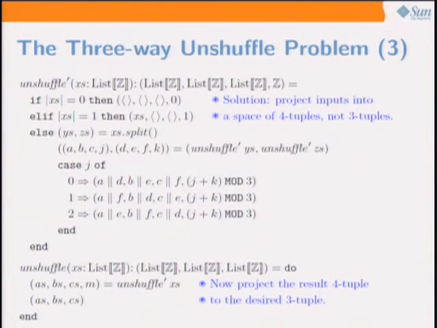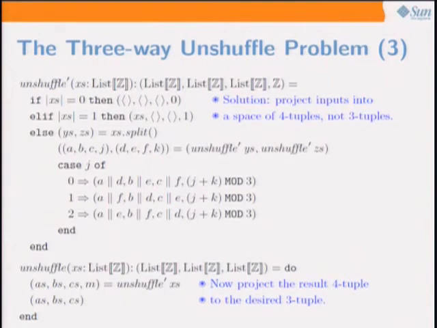So unshuffle prime will take this list X's, and if the list is empty, it'll produce 3 empty piles and a 0, indicating that the total amount of stuff in those piles is 0. So we're essentially going to keep track of the length of the list, mod 3. And in the singleton case, we'll produce X's, 2 empty piles, and a 1, indicating that the total amount of stuff in the piles is 1.